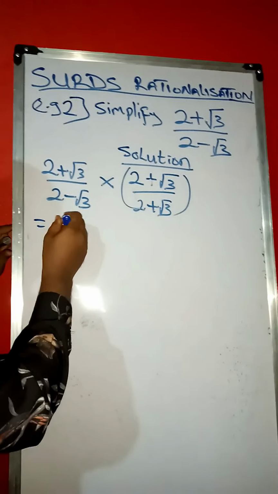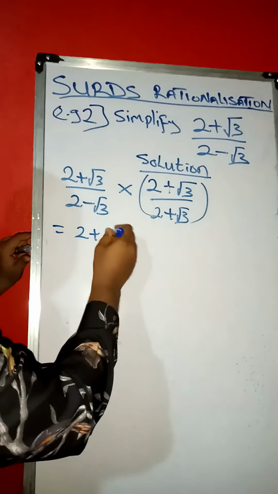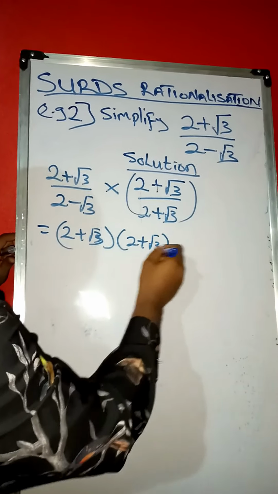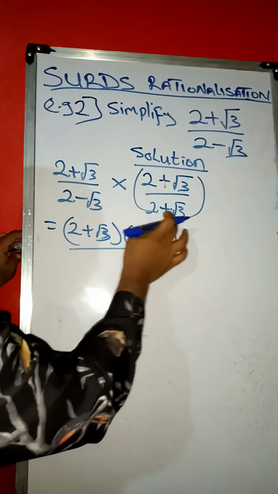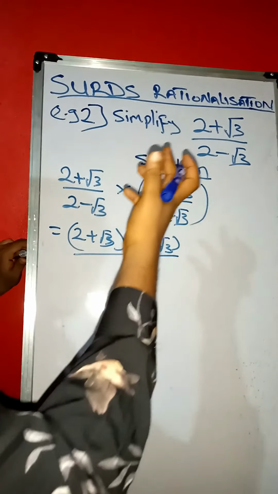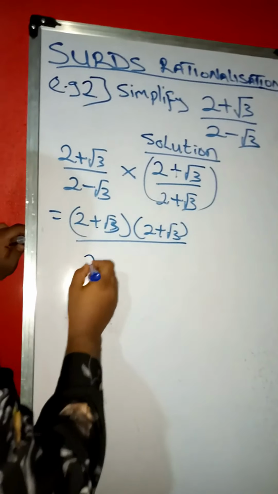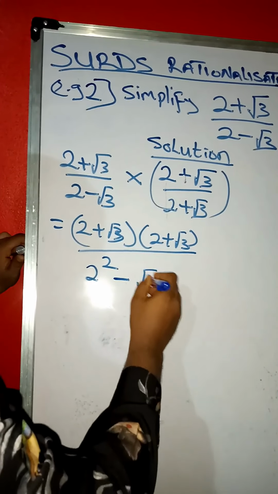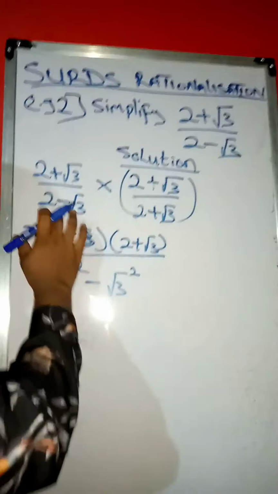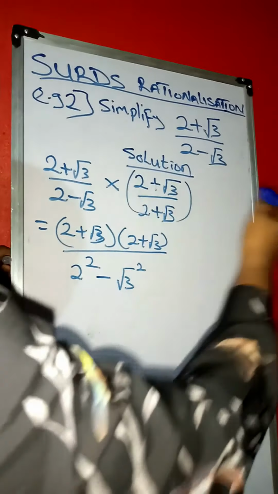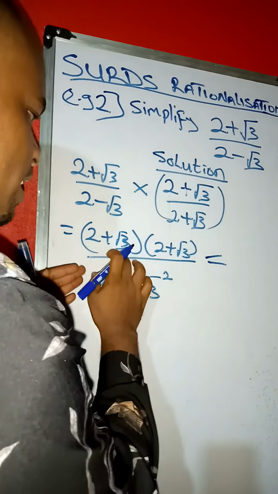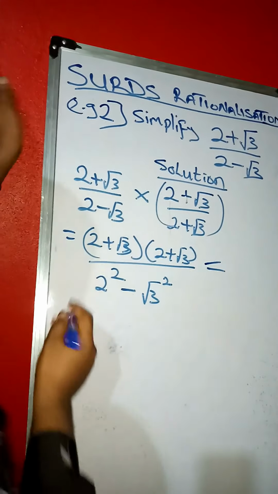So this will give me 2 plus root 3 times 2 plus root 3 all over this times this. Remember that these two are conjugates of each other. Remember our difference of 2 squares. This times this will just give me 2 squared minus root 3 squared. Always have that at the back of your mind, that the simplification of this is difference of 2 squares, a squared minus b squared. If you open up this bracket, these two multiply everything here, this will multiply everything here. Remember it also. So let's multiply.